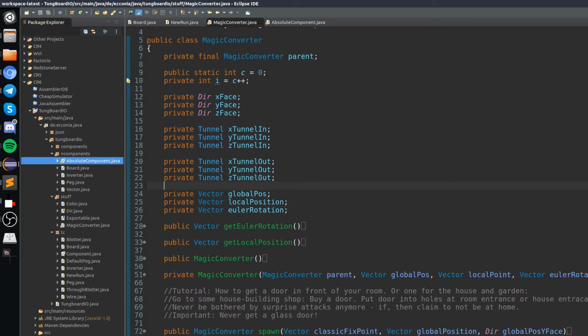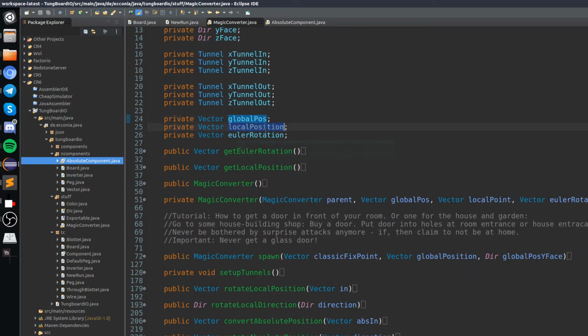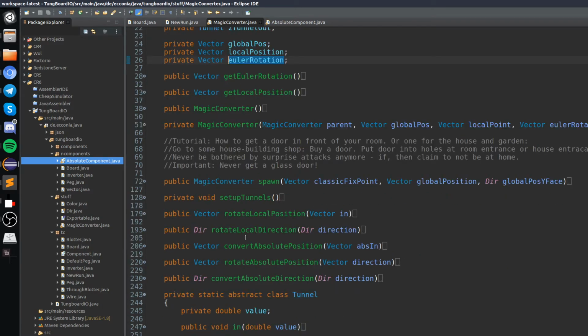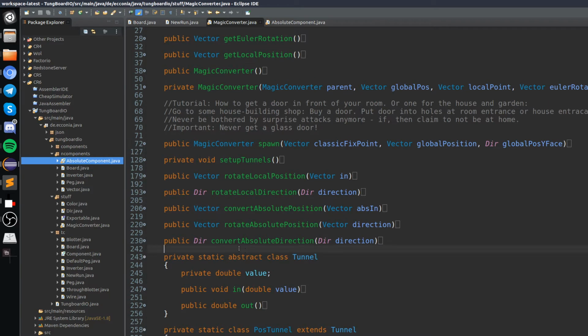Cool. What are the tunnels good for? What else do I need? I need a global position. This is quite important. I need to know where in my absolute position space my current coordinate system's 0 point is relative to the global coordinate system, the one of the baseboard. Did I ever use that? Yeah, I did. Doesn't matter. That's for later. So I got the tunnels, and that's the actual key point here.